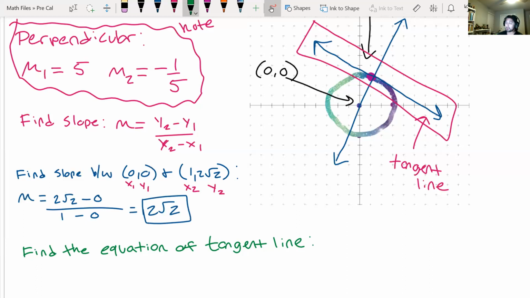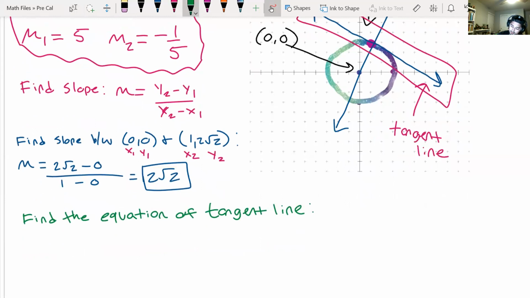But remember, it's not the slope 2 square root of 2. It has to be what? The negative reciprocal. But since it's negative reciprocal, is that going to put an irrational value in the denominator? Yes, which means that the slope of the tangent line, here, I'll put m tangent. And what is the negative reciprocal of 2 square root of 2? Well, that would be negative 1 over 2 square root of 2.